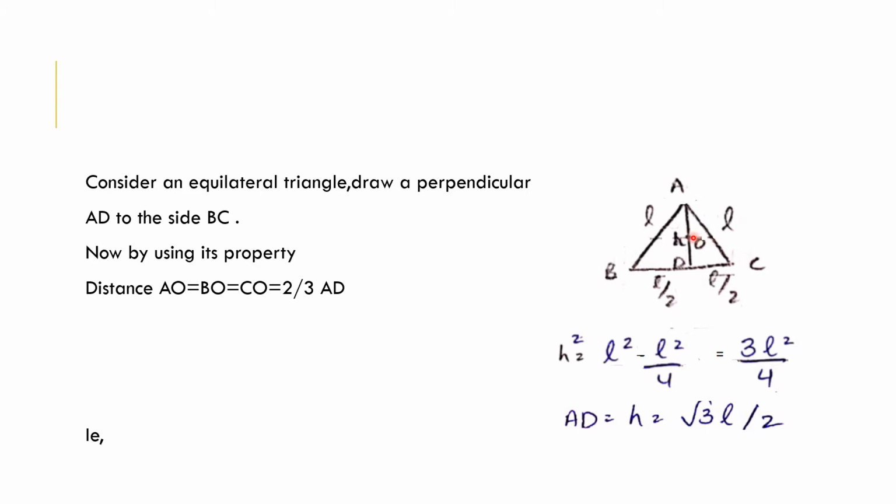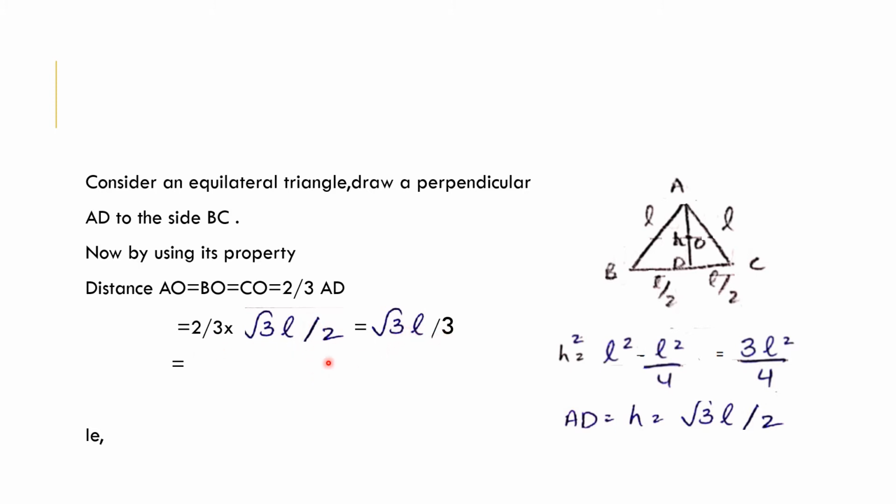So we need to substitute for the distance R in the formula of Coulomb's law. For that purpose we have found this distance, that is 2 by 3 of AD. AD we have found using Pythagoras theorem. So we'll get the distance AO equal to 2 by 3 of root 3 L by 2. Simplifying this, 2 by 3 into root 3 L by 2, we'll get root 3 L by 3.